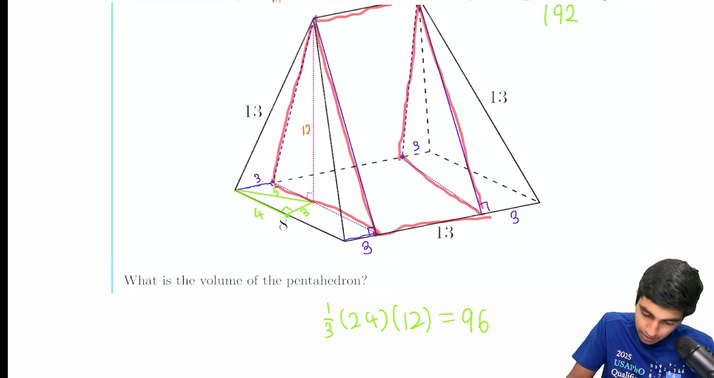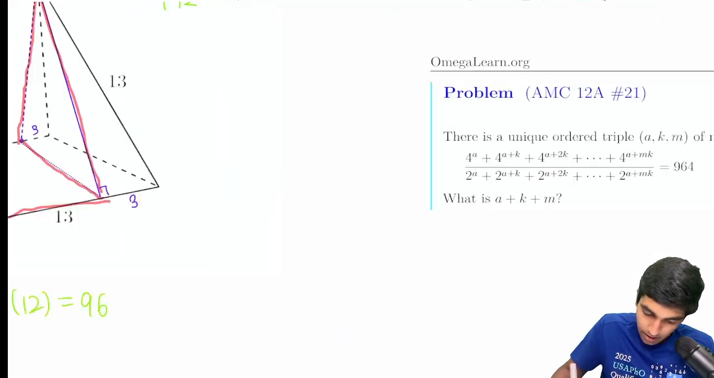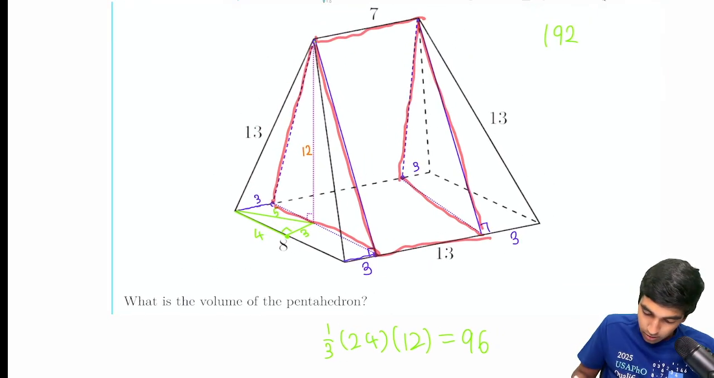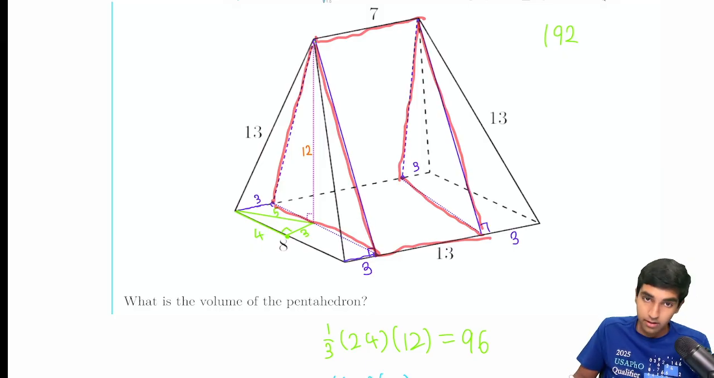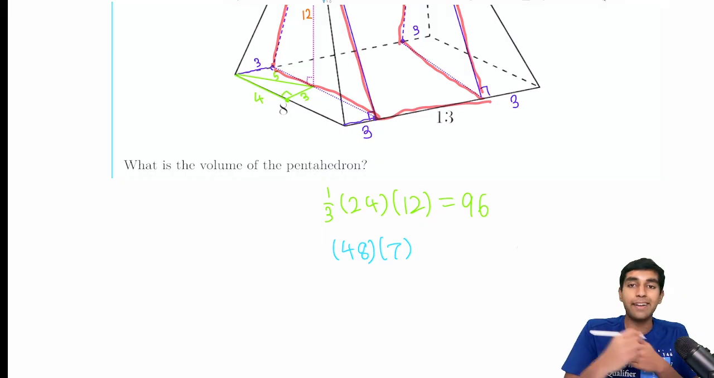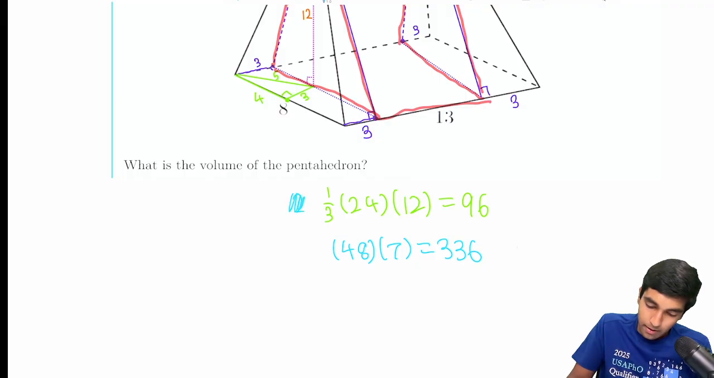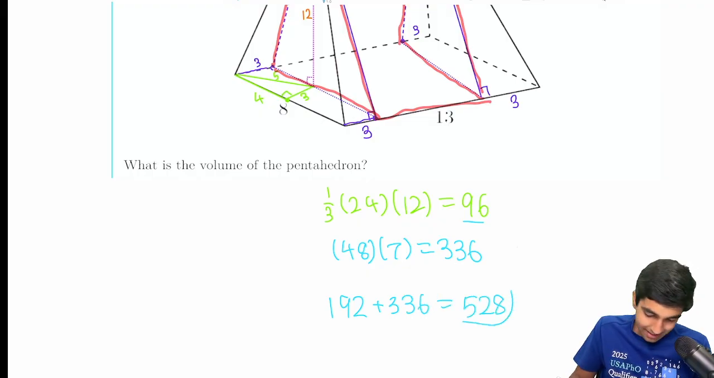The base area over here is one half times 12 times 8, which is 48. So the volume is base area 48 times the height, which is 7. A quick way to do 48 times 7 is 7 times 50, 350, minus 7 times 2, 14, which is 336. Our total volume is 192, that's 2 times the pyramid, plus 336, giving us 528. And that's it. It was that simple.